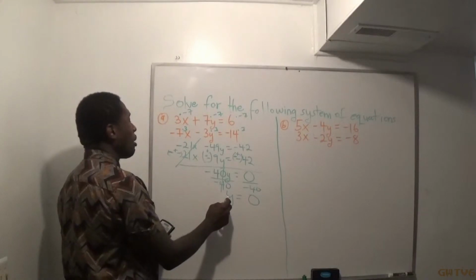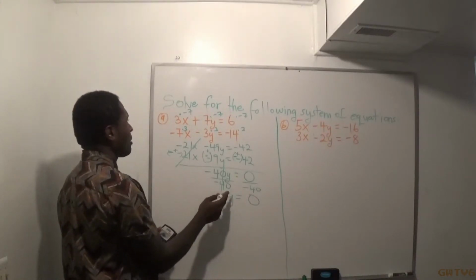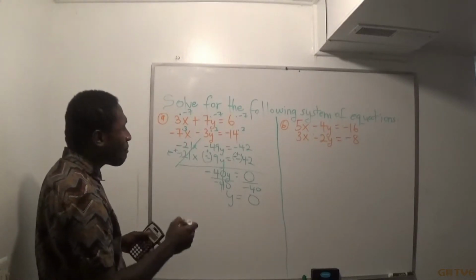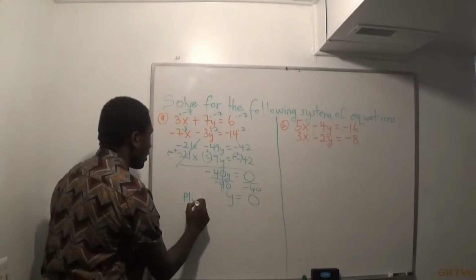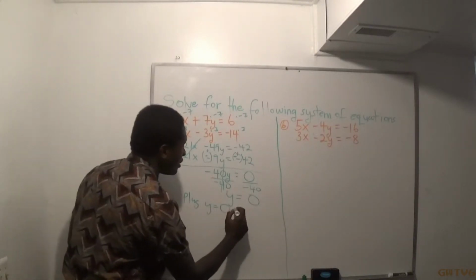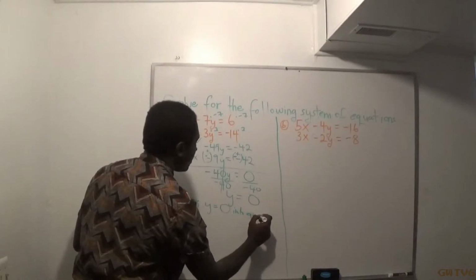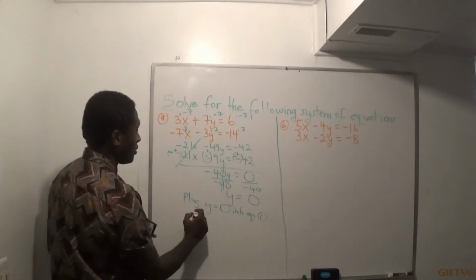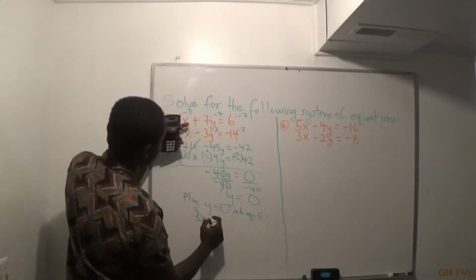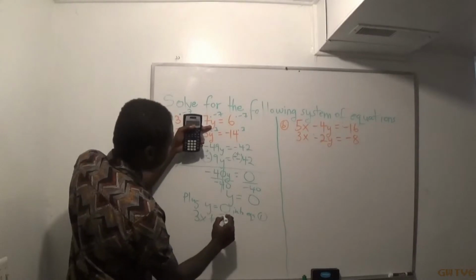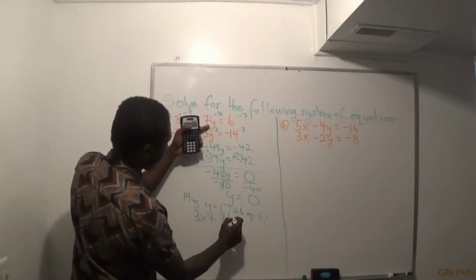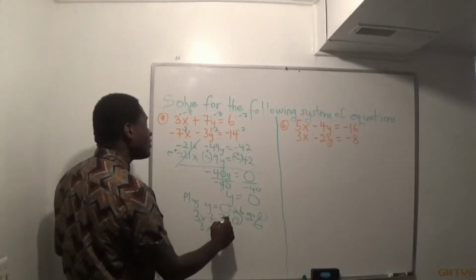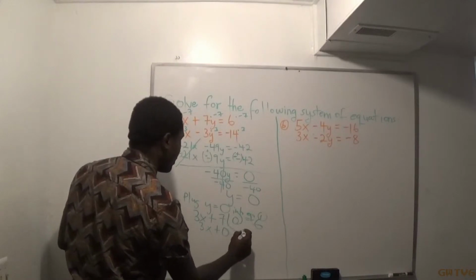So now I know what my y is. I'm just going to plug it into any of the equations to get a number for x. So let's say I plug y equals 0 into equation number 1, the original equation that I had before I multiplied. So I have 3x plus 7y equals 6. Where I see y, I'm going to put the 0 that I got, so now I have 3x plus 7 times 0 is 0, equals 6.